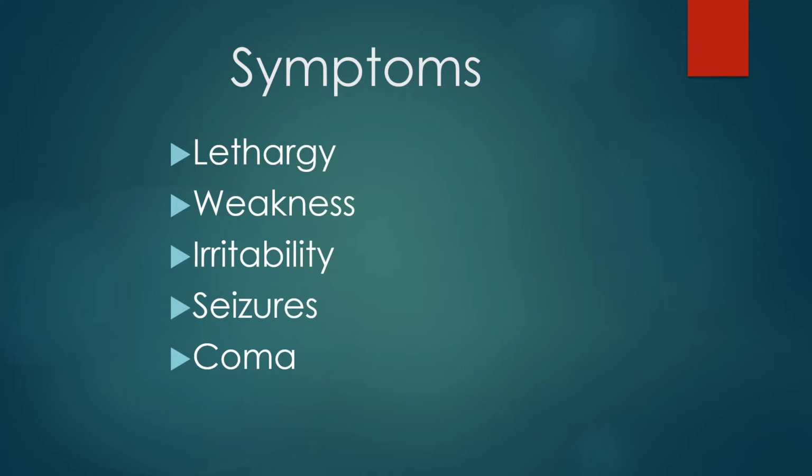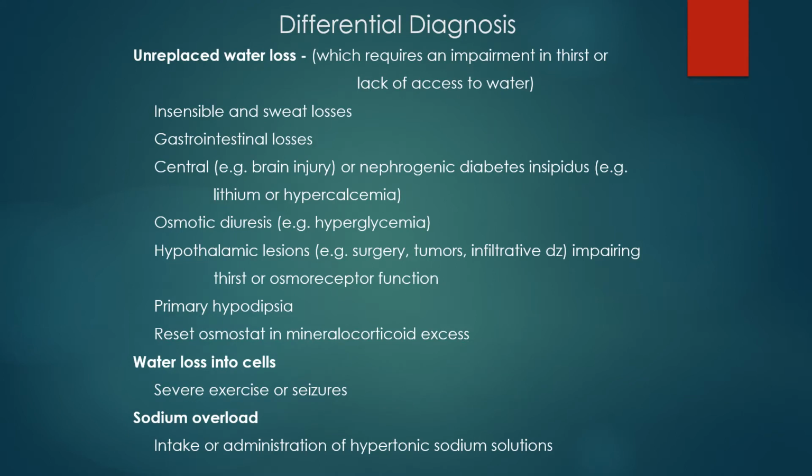Symptoms from hypernatremia, such as lethargy, weakness, and irritability, can occur due to shrinkage of brain cells. Seizures and coma can also occur in severe cases. Hypernatremia can occur due to unreplaced water loss from insensible losses, vomiting or diarrhea, diabetes insipidus, and osmotic diuresis, hypothalamic lesions impairing thirst or osmoreceptor function, primary hypodipsia, or reset osmostat and mineralocorticoid excess.